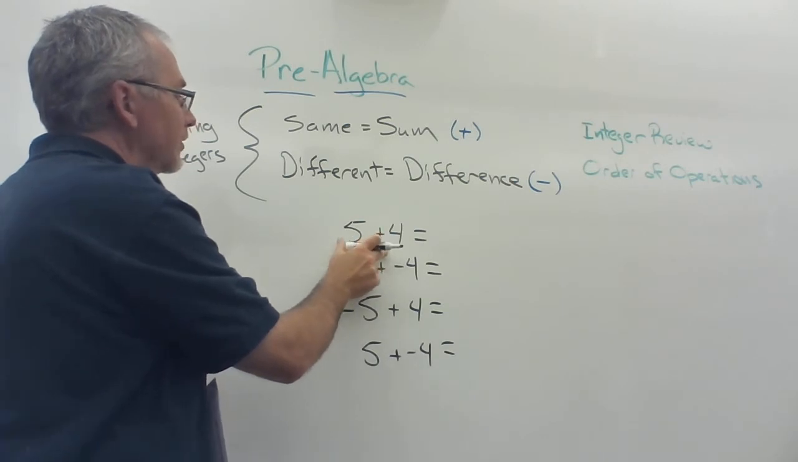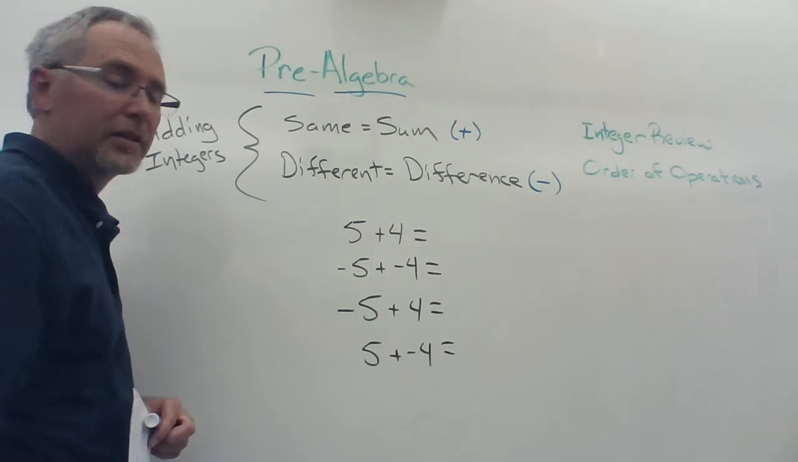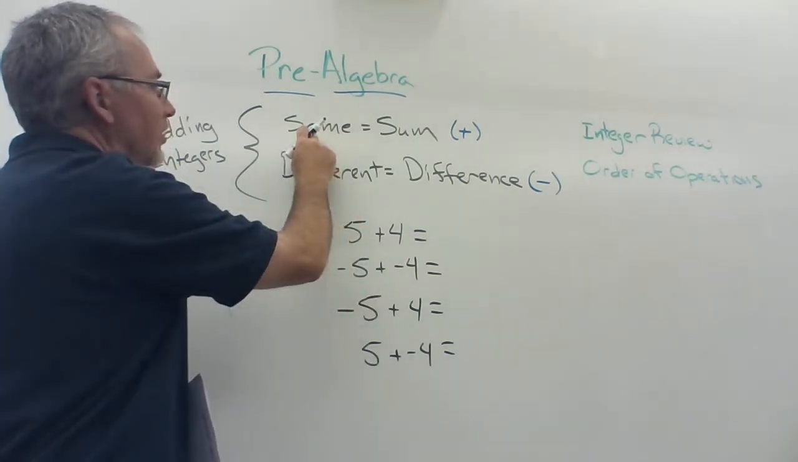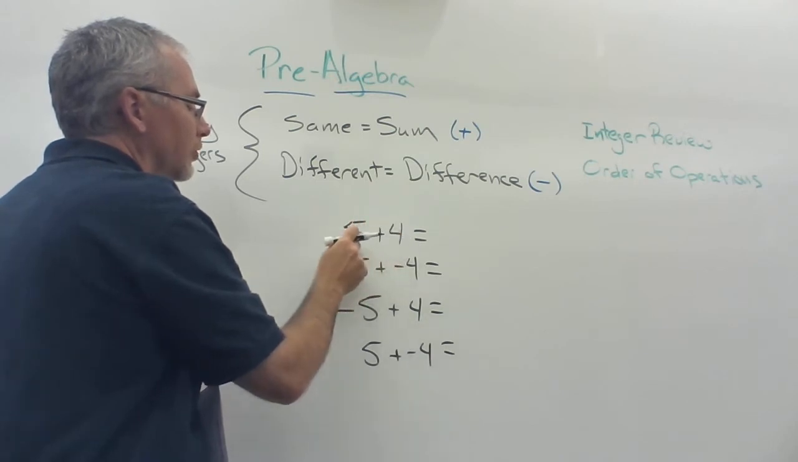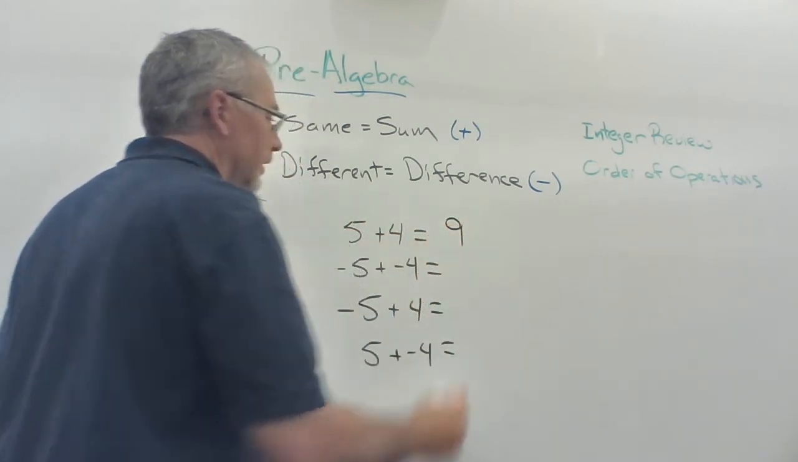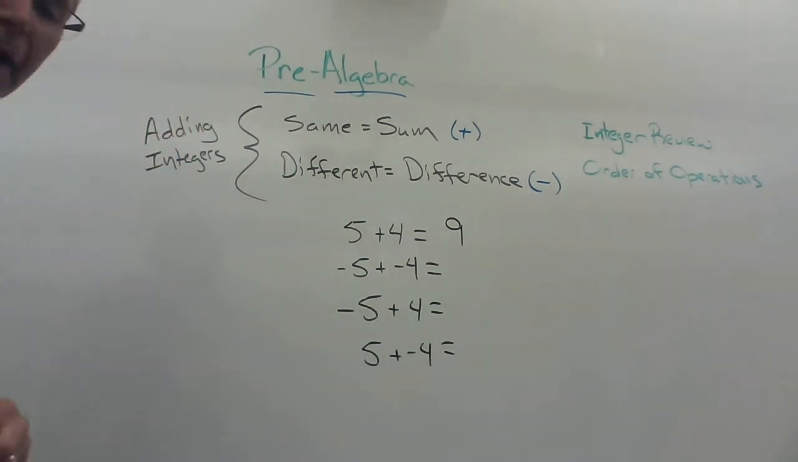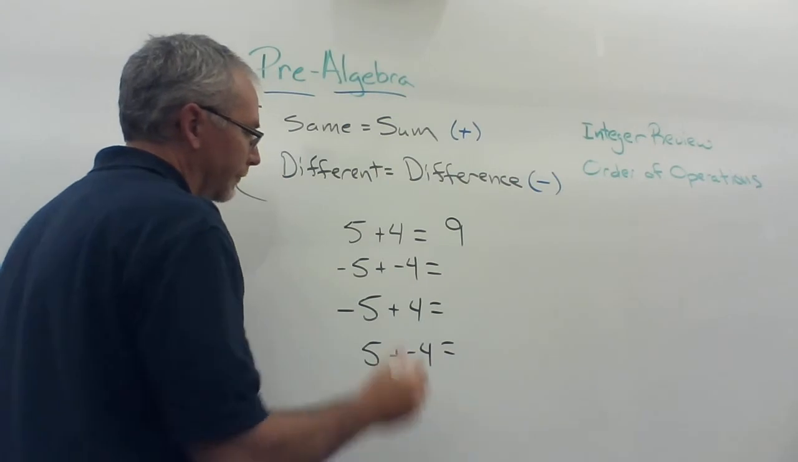So that means that they have the same sign. They both have a positive sign. So the signs are the same. It means I find the sum, so it means I add them both up. So what is 5 plus 4? It is 9. There's my answer. Well, hopefully we all know that one because we learned that one back in first and second grade.